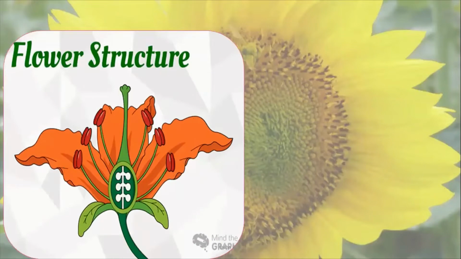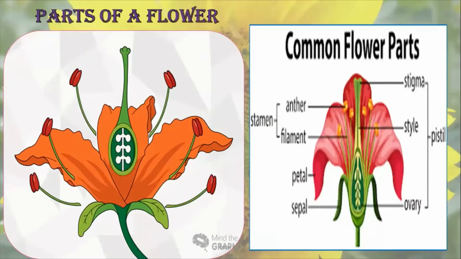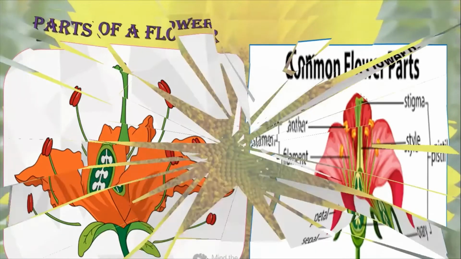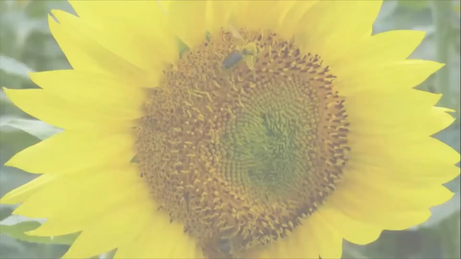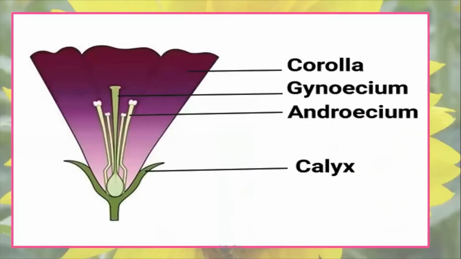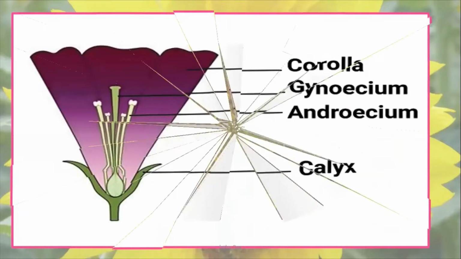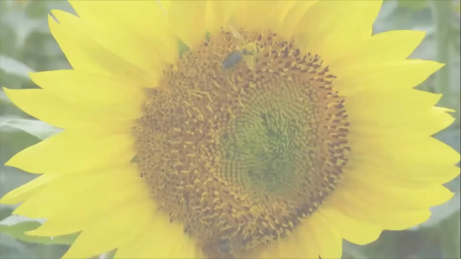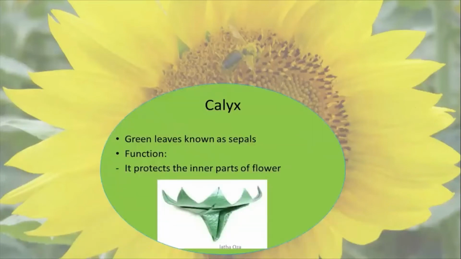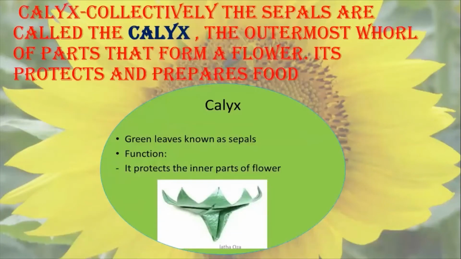The stalk of a flower is called pedicel. The swollen end of the pedicel is called thalamus. And the four parts of the flower are calyx, corolla, androecium, and gynoecium. These are also called the four whorls of the flower. The outermost whorl of the flower is called calyx. It contains a set of green leaf-like structures called sepals.